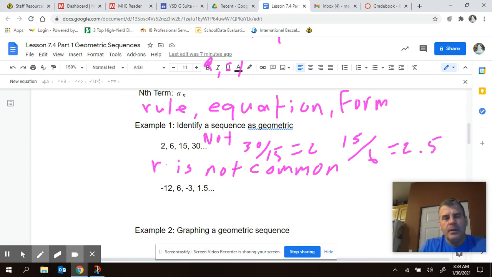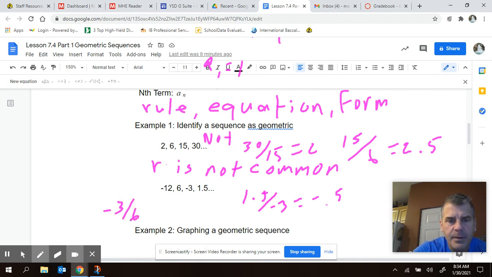All right, so likewise now, in the next one here, let's start with 1.5, and we're going to divide that by -3. Well, 1.5 divided by -3 gives you -0.5. So we got to check, is the next one also going to give us -0.5? So what about -3 divided by 6? Yeah, we get -0.5.